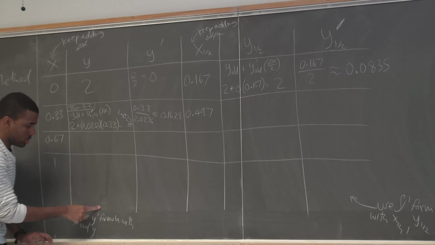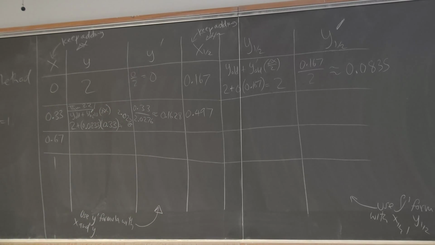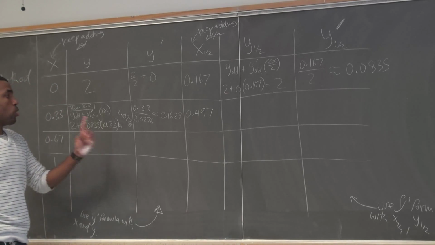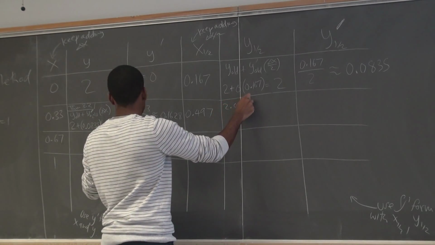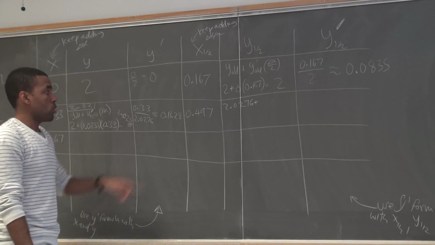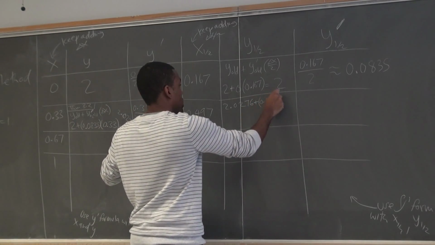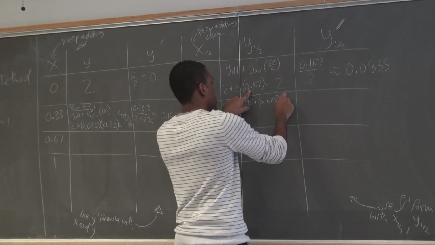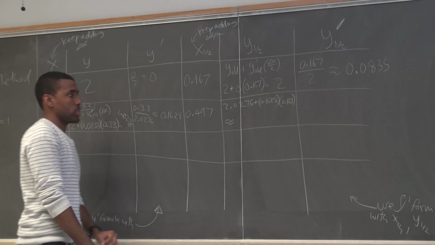Sorry, that is actually here in the y half. Okay, now how do I find the y half? Well, I take the old y value, which is 2.0276, plus the old y prime value, which is here, 0.1628, times my delta x over 2, which is 0.167. And what's that?